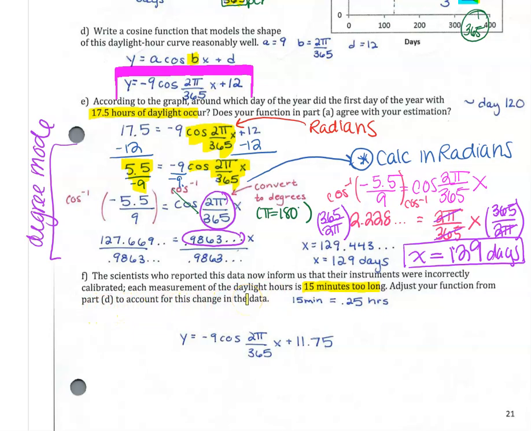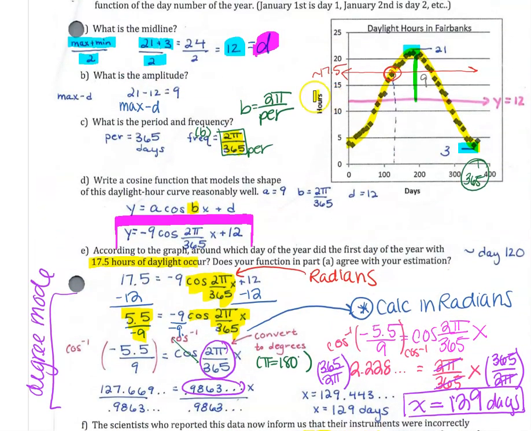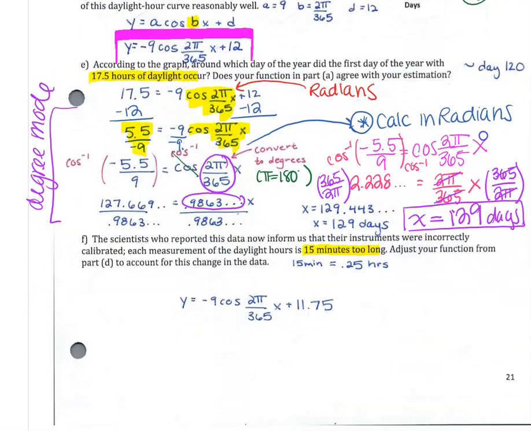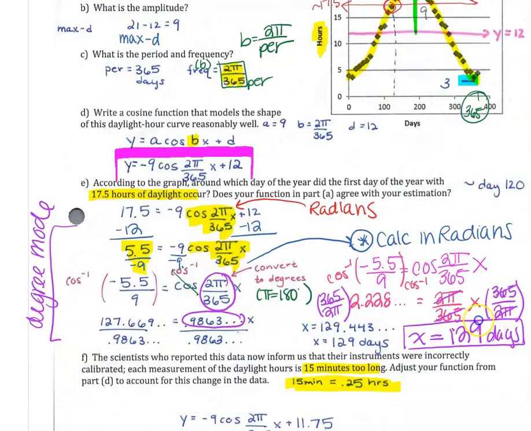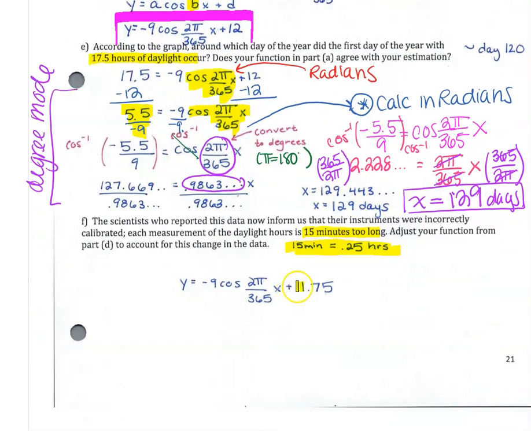Now, something to keep in mind is that this problem is in terms of hours. So if you're up by 15 minutes, that's 0.25 of an hour. So if everything was 15 minutes too long, that means this midline of 12 is really 15 minutes more than what it should be. So I'm thinking the midline would be more like 11.75, which is why you're seeing this. But then your amplitude will still be the same. So you're just oscillating around a lower midline. And there you go.